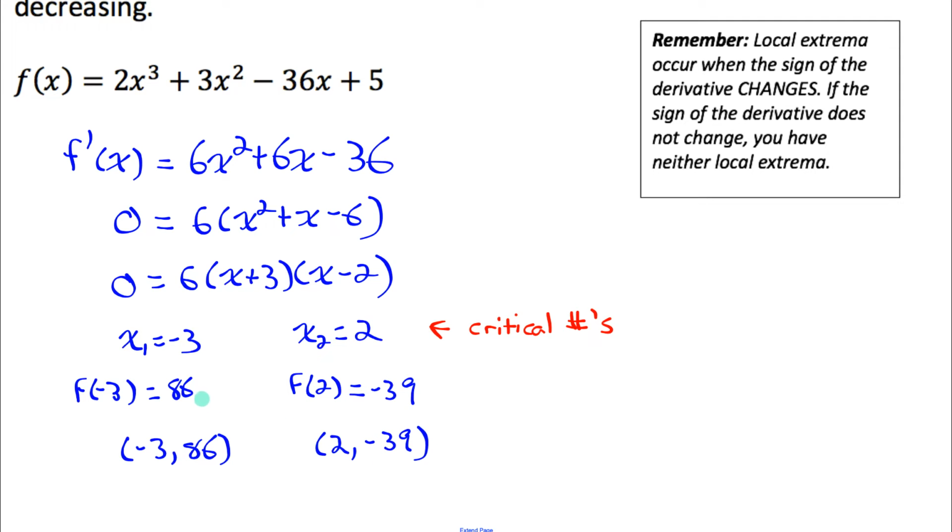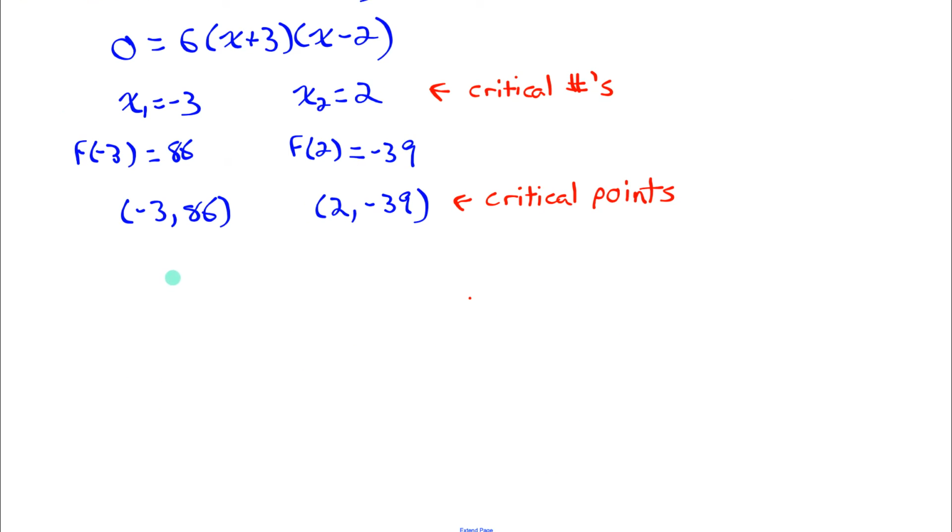At those 2 points on the original function, the slope of the tangent line is 0, which means they are potential local max or min points. So I'll label these critical points. Okay, now we can use the first derivative test to classify these critical points as either local max or min points. So I'll set up my first derivative test.